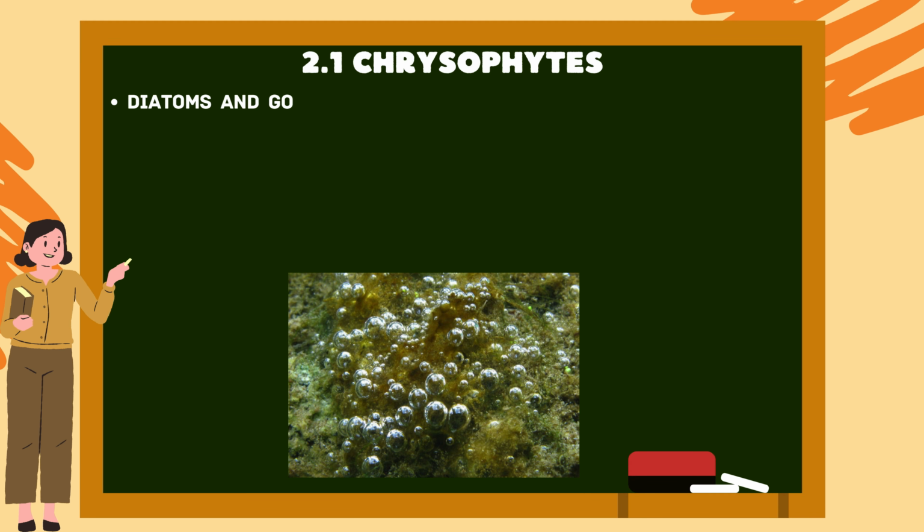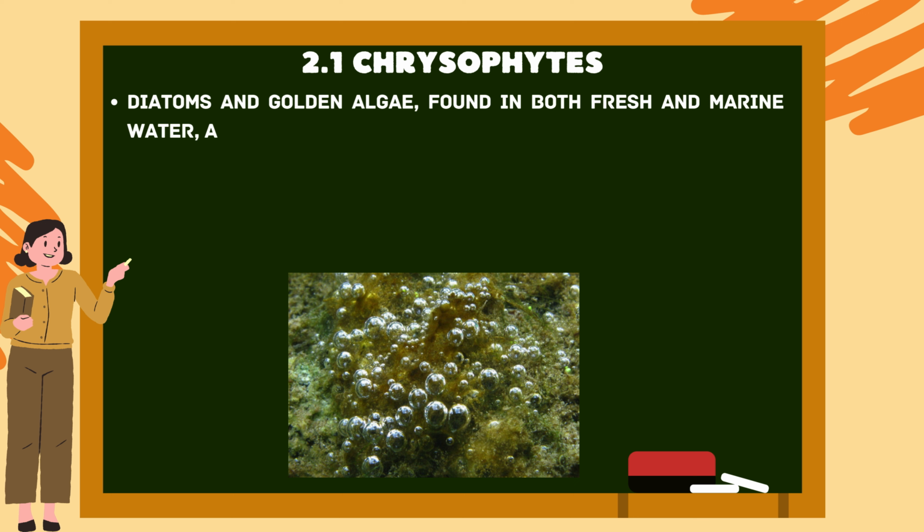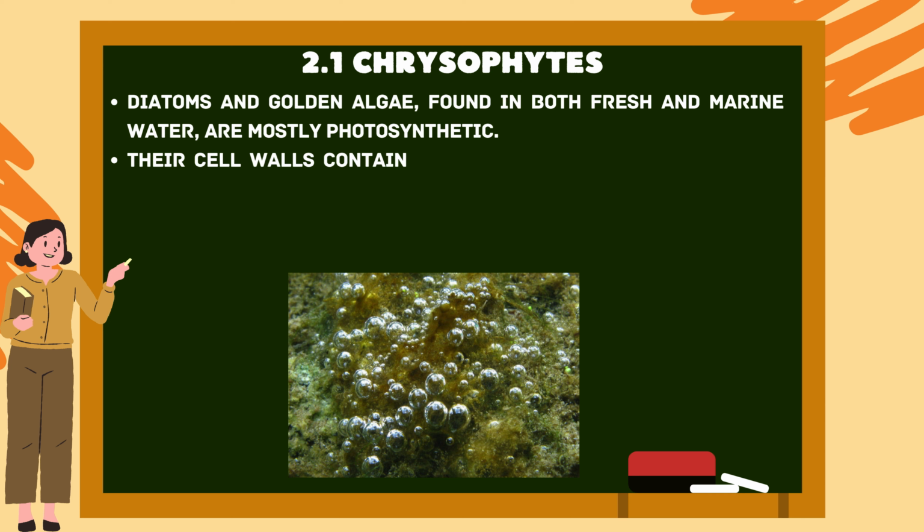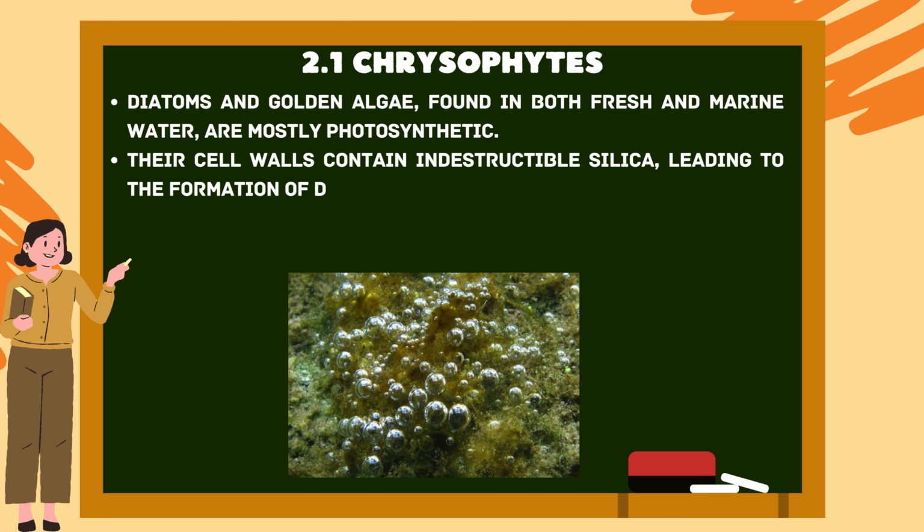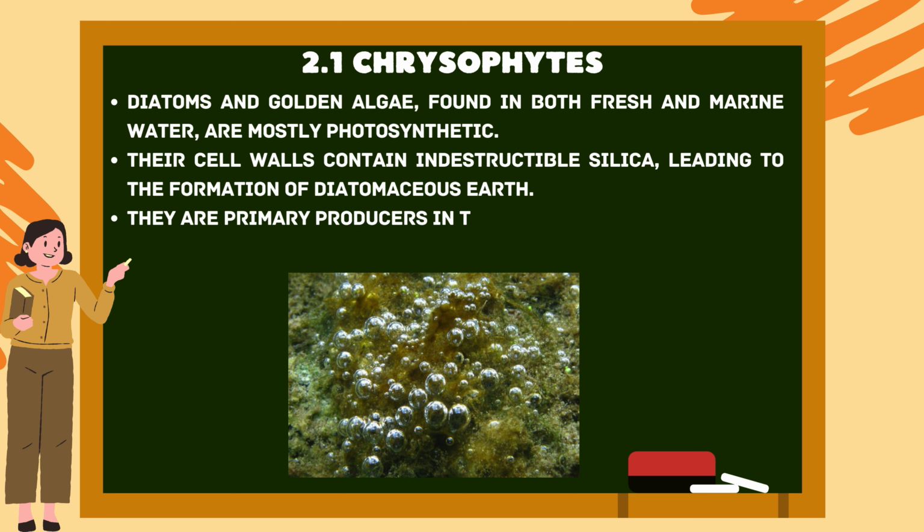Chrysophytes. It consists of both diatoms and golden algae. They live in both fresh and marine water. They are mostly photosynthetic. Silica is found in their cell wall. This is the reason that their cell wall is indestructible and is responsible for the formation of diatomaceous earth. They are the main producers found in oceans. They are mostly unicellular flagellates.